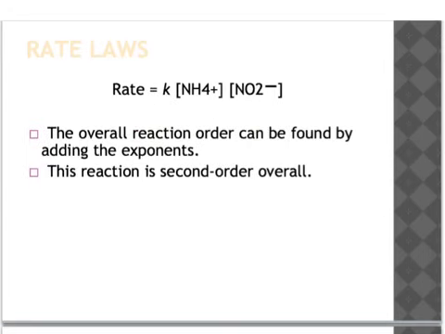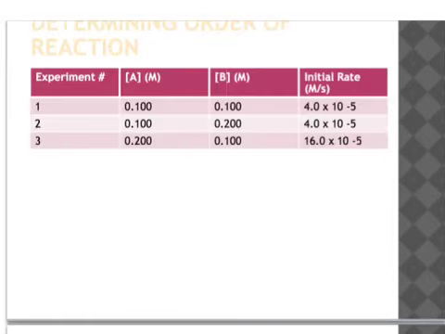And we can tell the overall reaction order by just adding the exponents. So since this reaction was first order with respect to the ammonium and first order with respect to the nitrite, we add that together, we get a second order overall. So here is another data table with 3 experiments and the concentrations of reactants and their rates. If we were to compare experiment 1 and 2, the concentration of A is held constant. So I know that whatever is happening with the rate is not happening as a result of any change in concentration of A. But the concentration of reactant B is doubled.